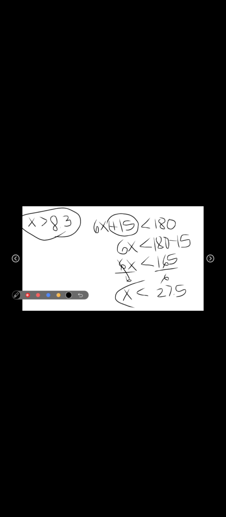Okay? So we can have this in our conclusion that x should be greater than 8.3 but less than 27.5. Remember, because this is an inequality, there's no exact number that is equivalent to x. We can only have the range. So the range for this angle JHE is greater than 8.3 but less than 27.5. Okay?